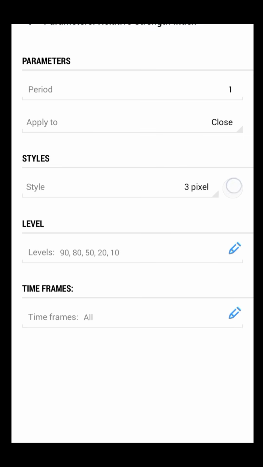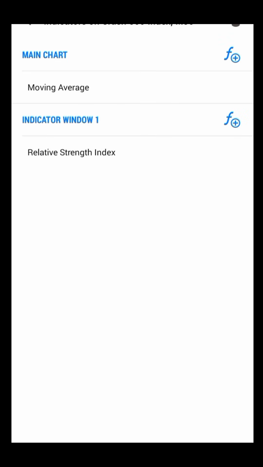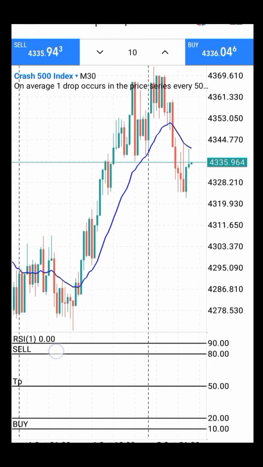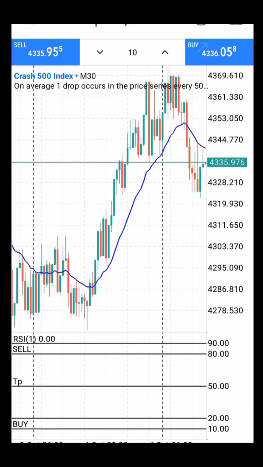Here under style, choose the background color of your chart. If you are using a dark background, choose black. If you are using white like mine, choose white. Then click on done after that. Let's go back to the chart. If you have something like this, you can see the area has been labeled sell. When the market buys to this level, we expect it to sell. And when the market sells to this level, we expect it to buy. So we have our confluences, what we are looking for before we take a trade. I'm going to explain that in detail.